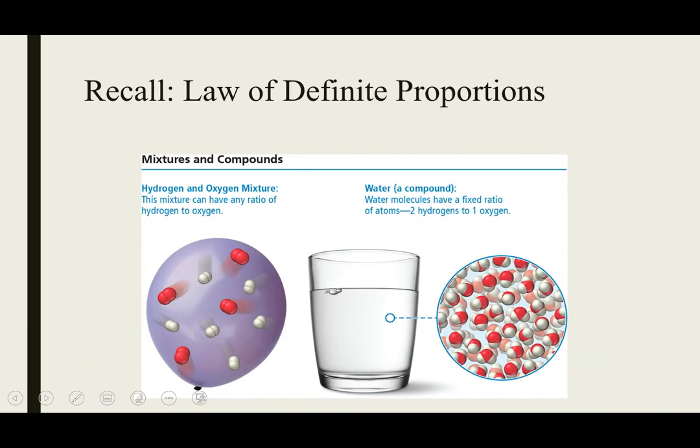So remember the law of definite proportions, which states that any compound, no matter where it is produced or the size of the sample or whatever, will always have the same elements in the same proportion by mass. So for example, water is always 2 hydrogens to 1 oxygen.